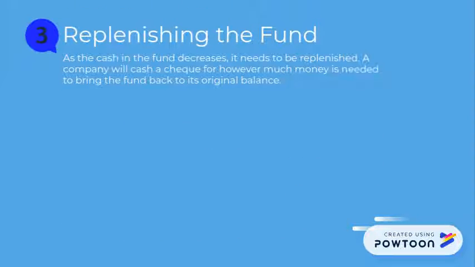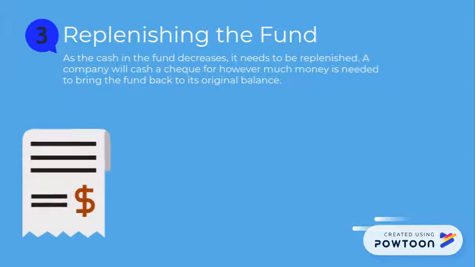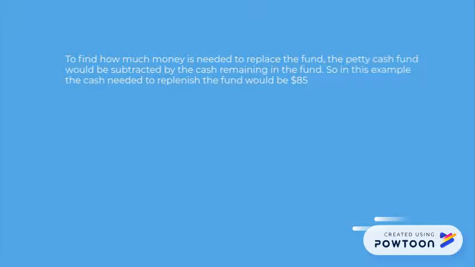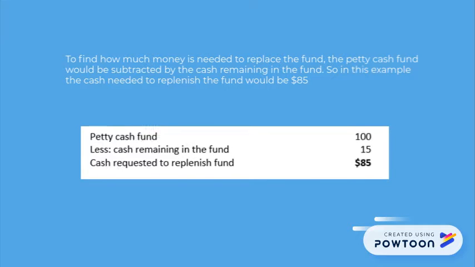As the cash in the fund decreases, it needs to be replenished. A company will cash a check for however much money is needed to bring the fund back to its original balance. To find how much money is needed to replenish the fund, the cash remaining in the fund would be subtracted from the original fund's balance. So in this example, cash needed to replenish the fund would be $85.